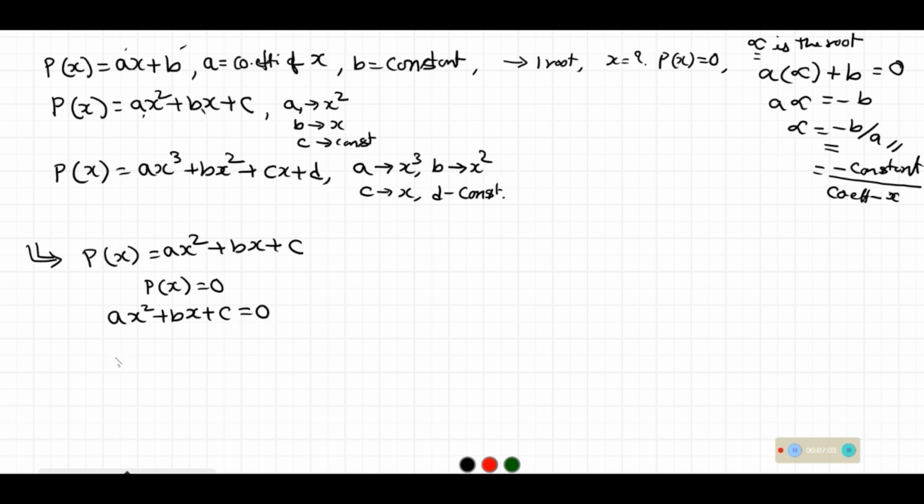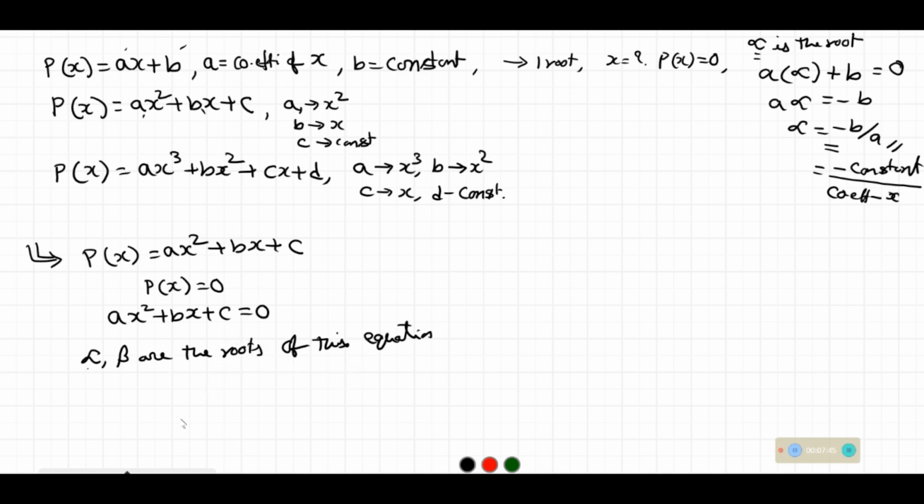So how to find the roots of this one? What is the relationship between the roots and these coefficients? Okay, let's take alpha and beta as the roots of this equation. In mathematics, whichever we do not know, we take some alphabet initially and finally we will try to find them. Okay, so now I'm assuming alpha and beta are the roots of this equation.